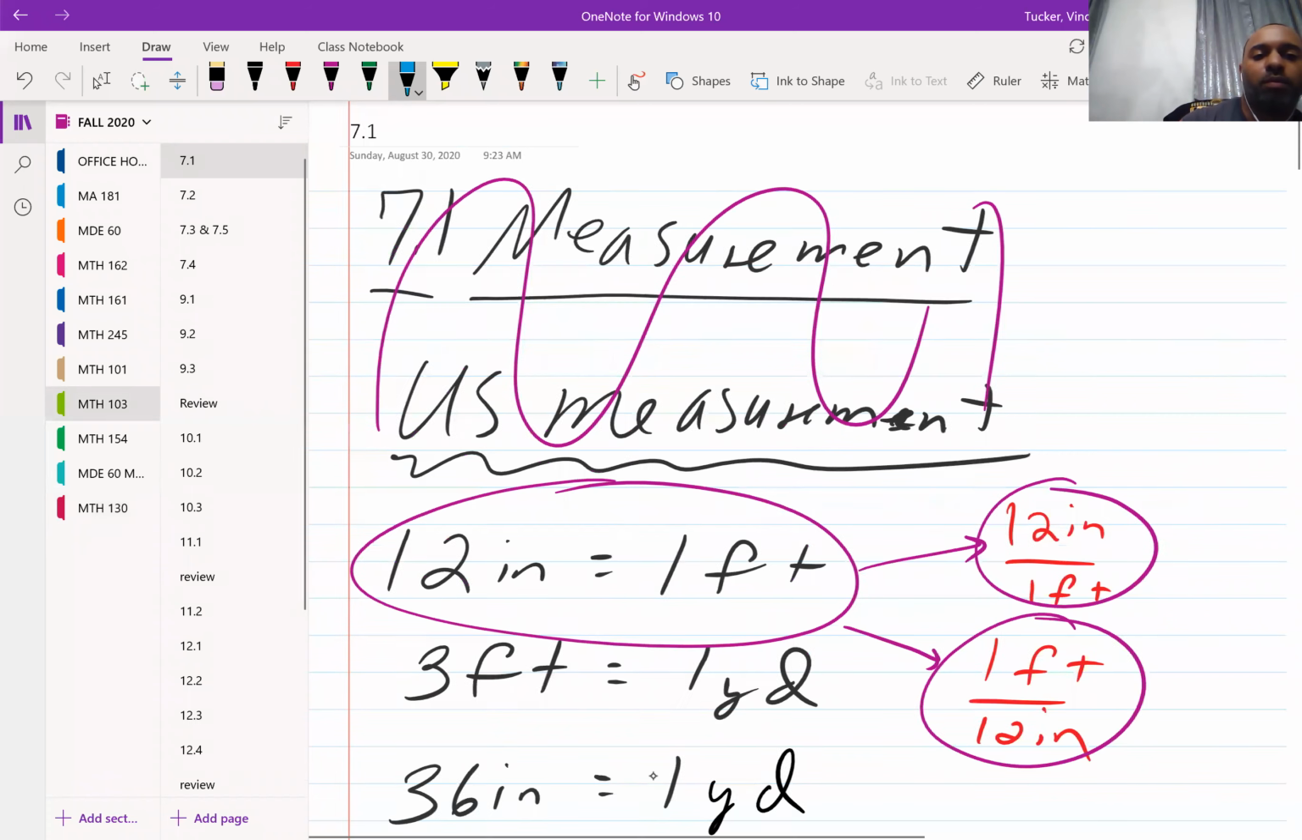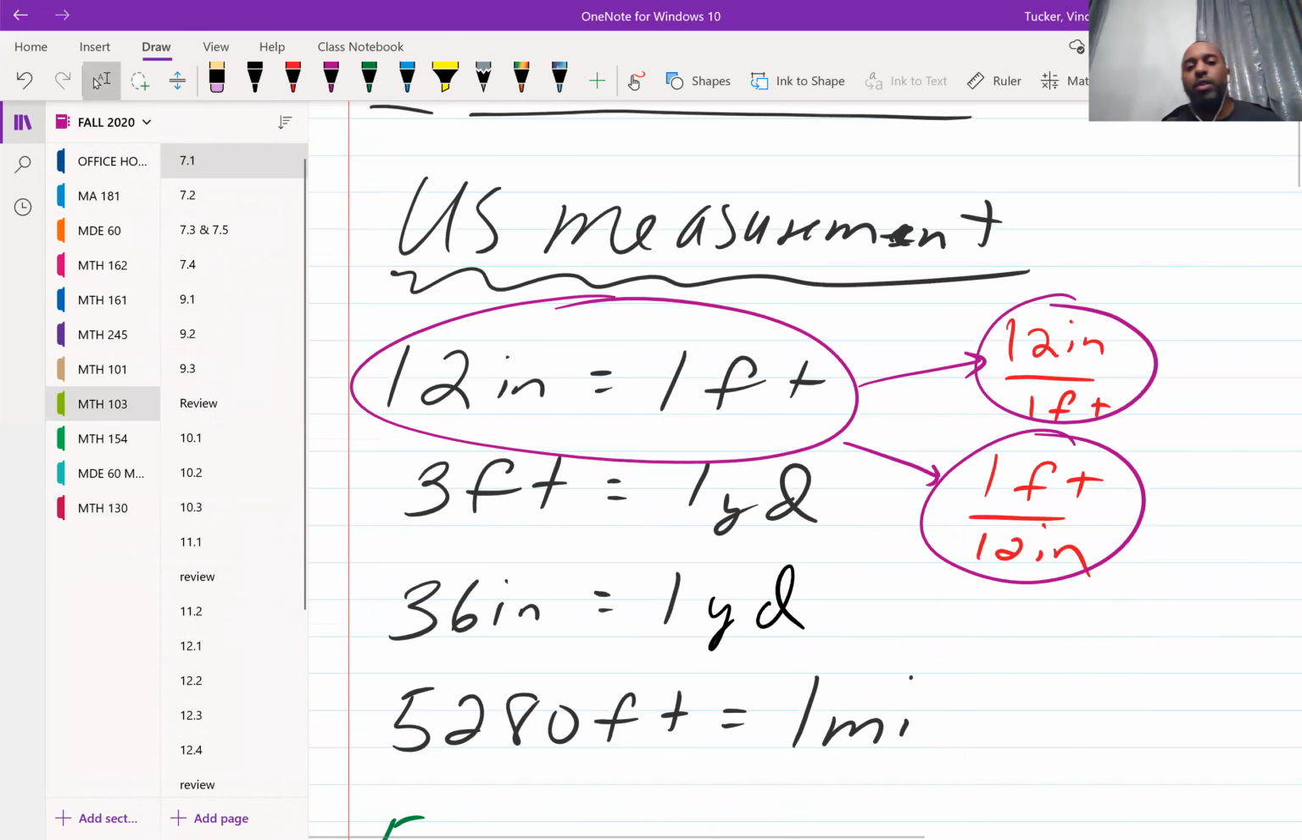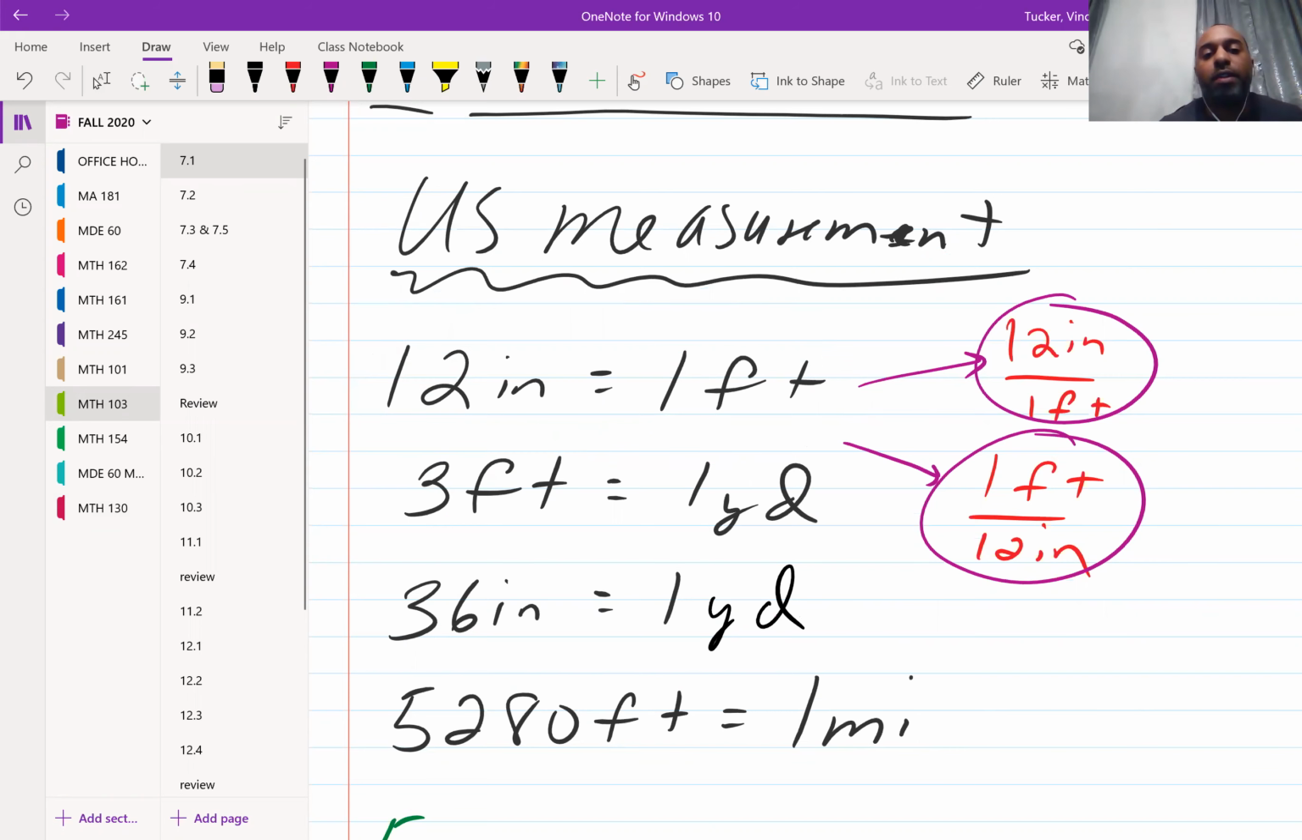All right. So let's look at U.S. measurement. It's called U.S. measurement because mainly the U.S. uses it. When we get to the metric system, that's the system that the world leans on. So U.S. measurement, we have these conversion factors. So 12 inches is equal to 1 foot, 3 feet is equal to 1 yard, 36 inches equal to 1 yard, 5,280 feet is equal to 1 mile. So these are just a few of them. Of course, these are not all of them that we use, but these are just a few of the conversion factors. So we will use these to convert our measurements.